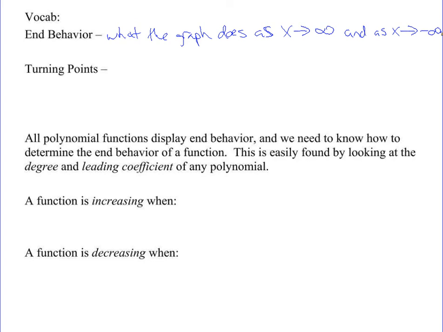I'll talk about that in a second too. Turn your paper sideways. Practice writing the infinity symbol. Okay, turning points are when the graph changes direction.